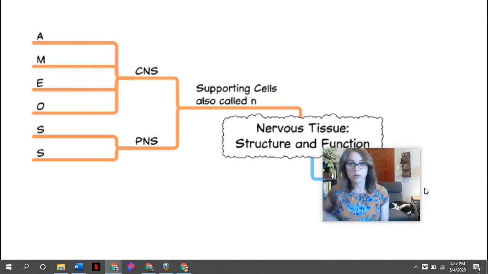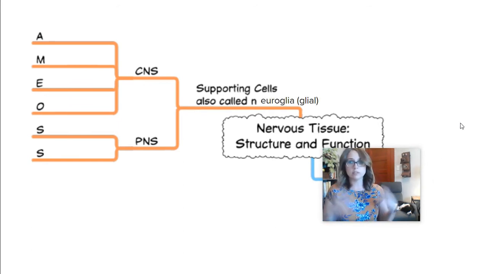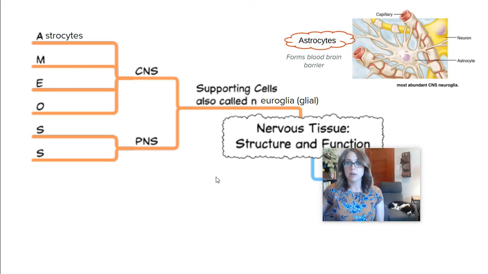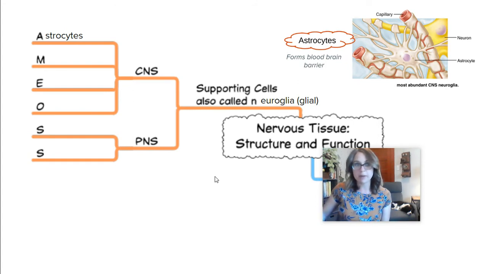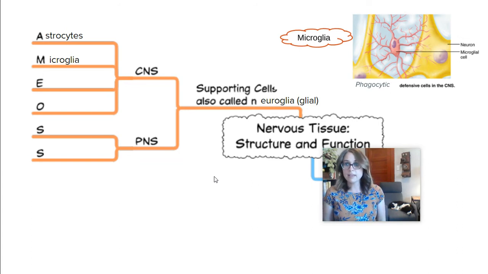So we already reviewed these guys, but our supporting cells of our nervous system are called the neuroglia, or sometimes shortened to glial cells, and they're broken up depending on where we find them. Some are found in the central nervous system and some in the peripheral. So in our central nervous system, our astrocytes, that was these guys, they form the blood-brain barrier. We have the microglia cells, that was these guys.